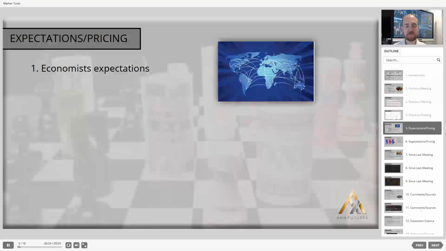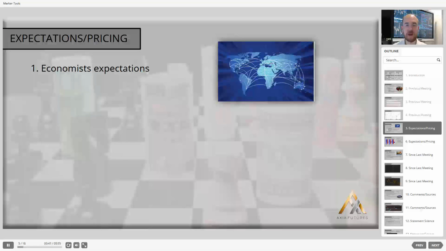So the first area to look at is economists' expectations. These will be published. They'll come from a survey of multiple economists from banks, hedge funds, and various financial companies. You will then get a general consensus of whether they expect a rate increase, a rate decrease, or unchanged.